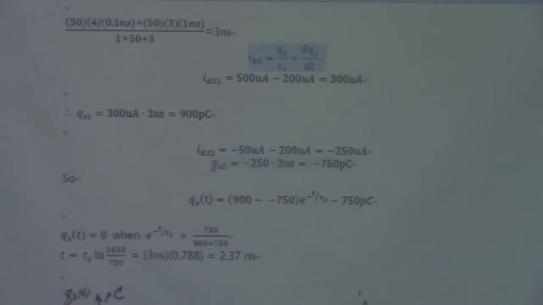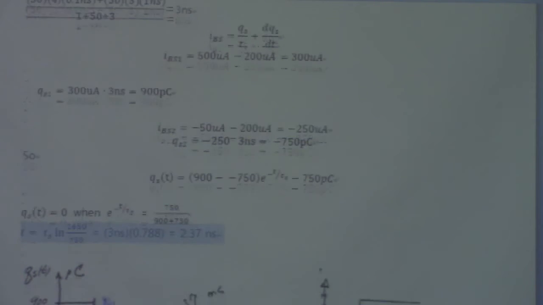And we can define the charges QS2, and the total QS is going to be the total charge consisting of two terms, the QS2 and the QS1, and then this is the equation, and from this equation we can get the time delay, which is 2.37 nanoseconds.